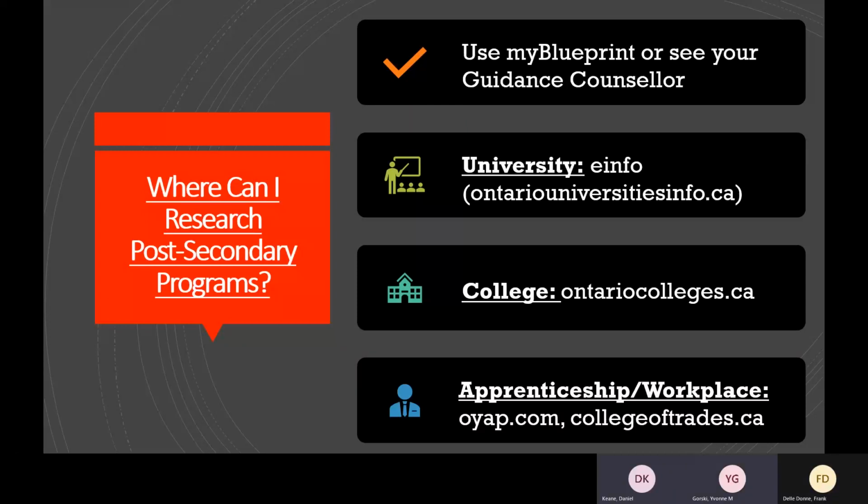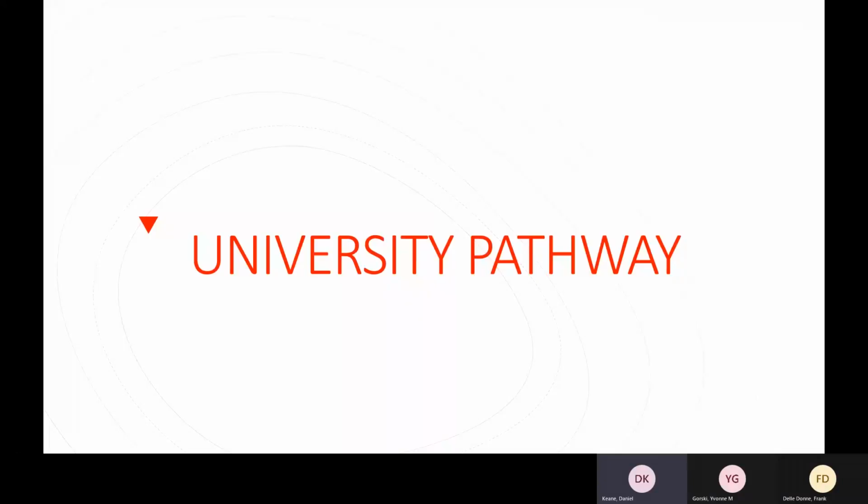If your pathway is either apprenticeship or the world of work, you'll want to check out oyap.com and collegeoftrades.ca to check out possibilities. And again, as always, if you're not sure, contact your guidance counselor. I'm now going to ask Mr. Deladon to spend a little bit of time focusing on the university and college pathways.